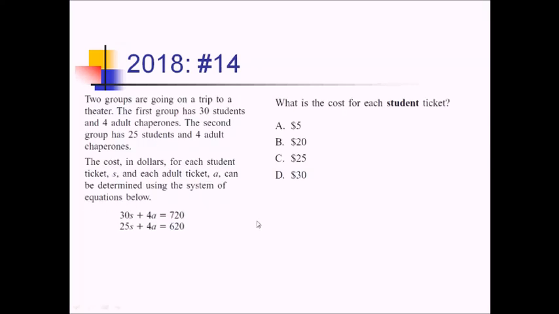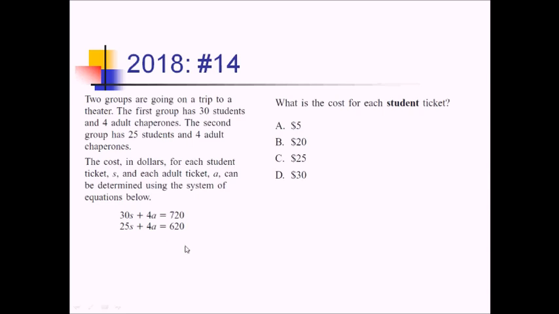For number 14, we have two groups going on a trip to a theater. First group has 30 students and 4 adult chaperones. Second has 25 students and 4 adult chaperones. And the cost for each of these can be determined using this system of equations below. So let's see. Apparently, with the 30 students and the 4 adults, it was $720 and $620 for the other group. Based off of this system, we want to know the cost of each student ticket.